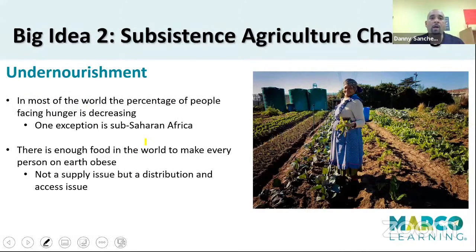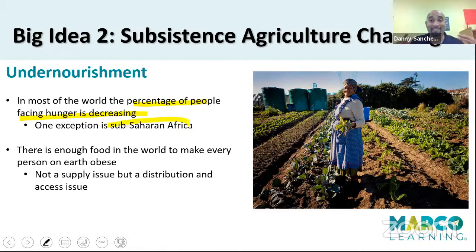All right. In general, undernourishment in most of the world, thankfully, the percentage of people facing hunger is decreasing. We're getting better about food access. There is one exception to this, where food insecurity has sadly increased, and that is sub-Saharan Africa. We're going to talk about a couple of the issues on another slide that have led to that.